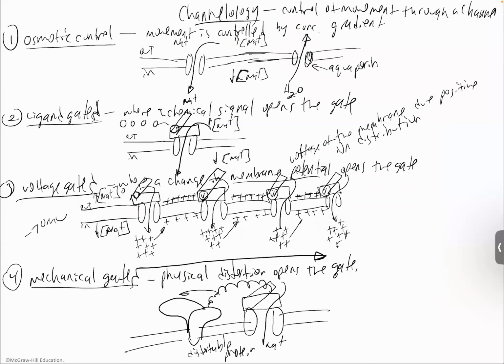So basically that's how you control movement through a channel, right? Through typically one of these four mechanisms. Either osmotic control, ligand gating, voltage gating, or mechanical gating. That's mostly what you see.